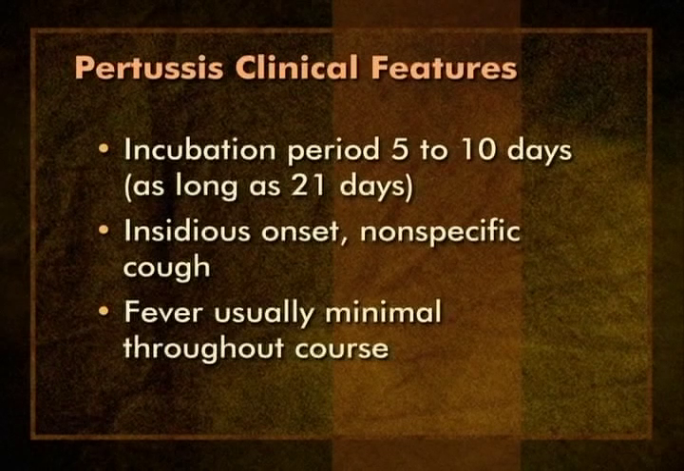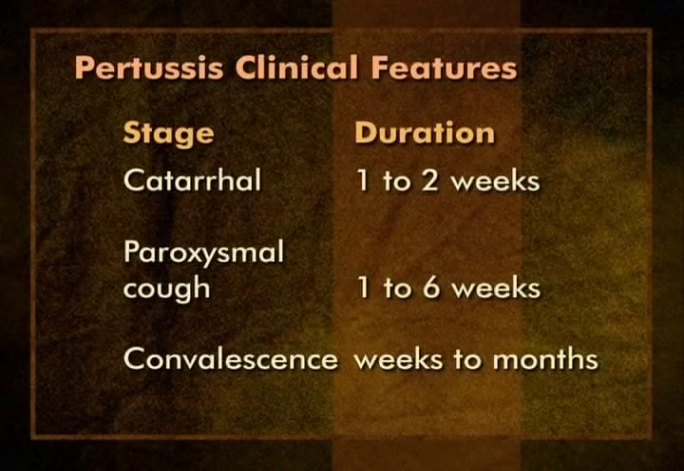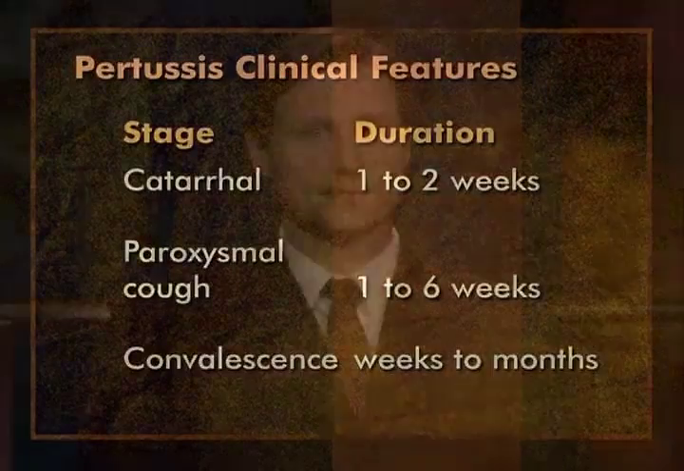Initial symptoms are similar to a viral upper respiratory tract infection, with insidious onset of a nonspecific cough. Fever is usually minimal throughout the course of the illness. The first stage of pertussis is known as the catarrhal stage and lasts 1 to 2 weeks. The cough gradually worsens, and the patient enters the paroxysmal cough stage, in which the typical severe episodes of coughing occur. The paroxysmal stage may last from 1 to 6 weeks. The cough then slowly subsides, and convalescence may take weeks to months.